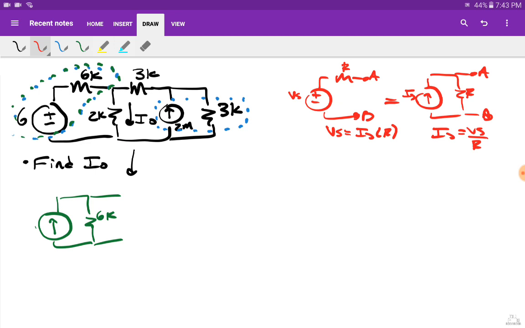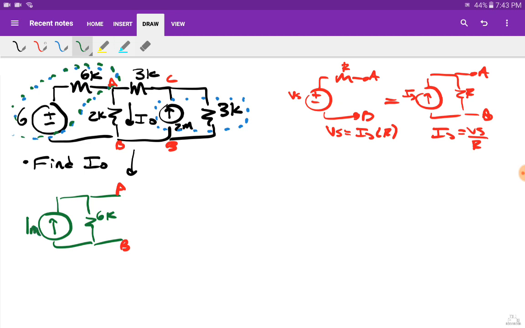A, B, that means this is like C, and this is also B. So I still have A and B. It's going to be 6. The current is I equals V over R. 6 over 6, and it's a K, so it's going to be 1 milliamp.